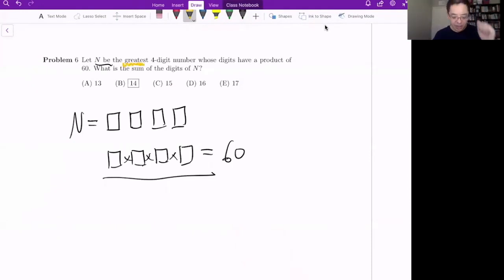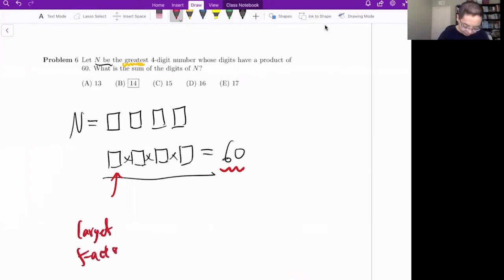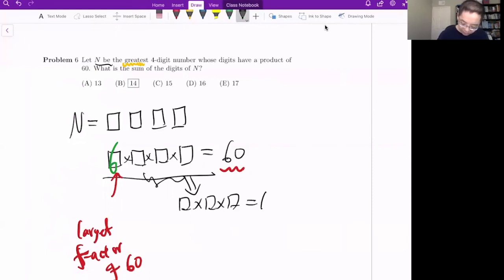The greatest one. Now, if you want the greatest one, of course, we want the 1000 digit to be as large as we can. So given the 60, when you factorize this, what is the largest factor of 60? You say, okay, clearly what you can put here is 6. That's the best I can do. Then the other 3 digits multiply together to be 10.